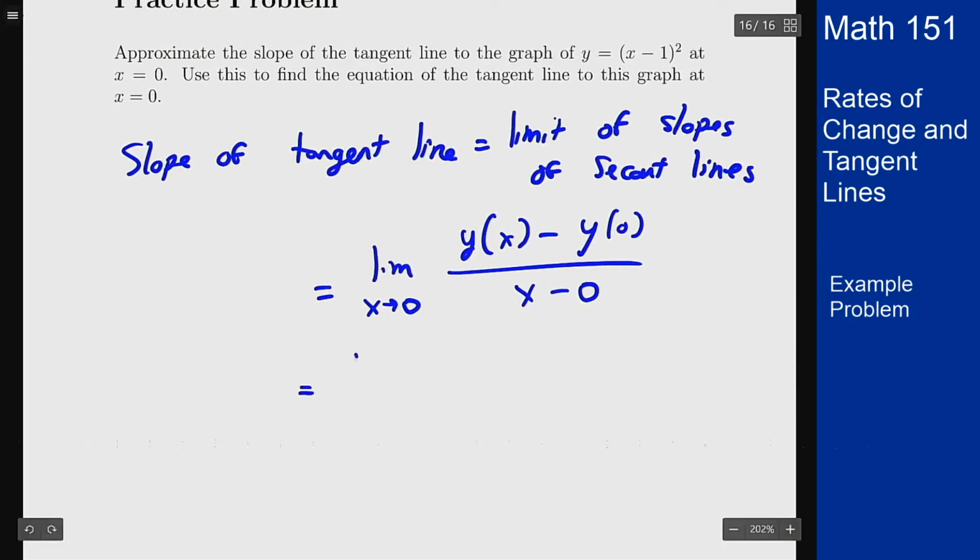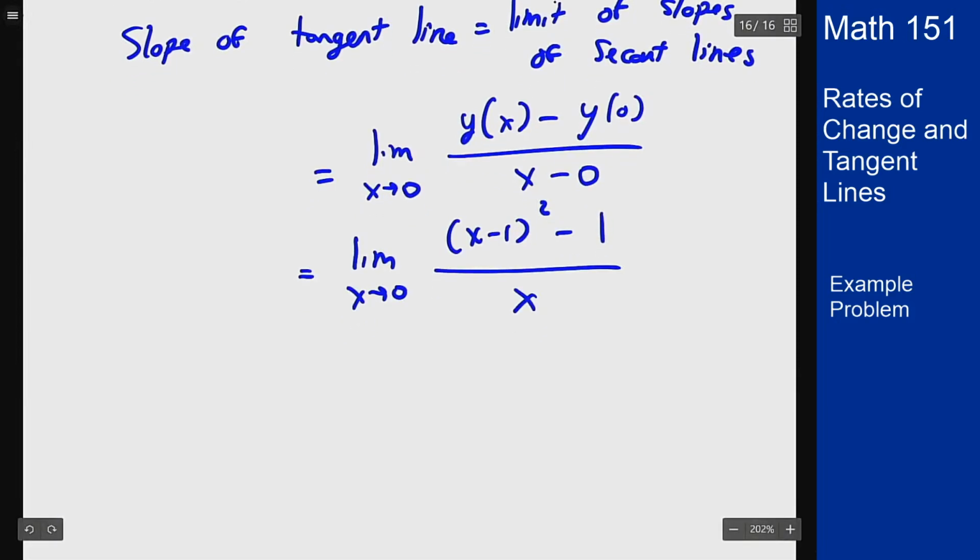So from this, I know that y of x is (x minus 1) squared. Y of 0 is 1. If I plug in 0, I get negative 1 squared, which is 1, divided by x. And I can approximate this two ways.